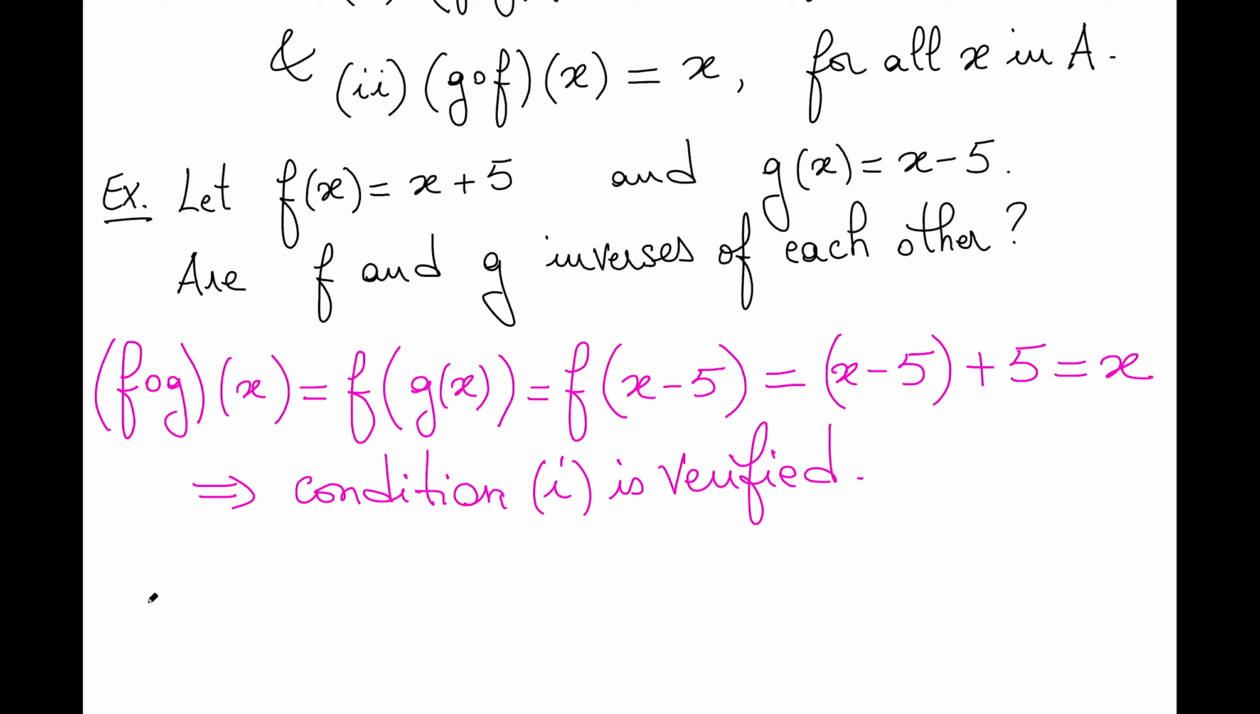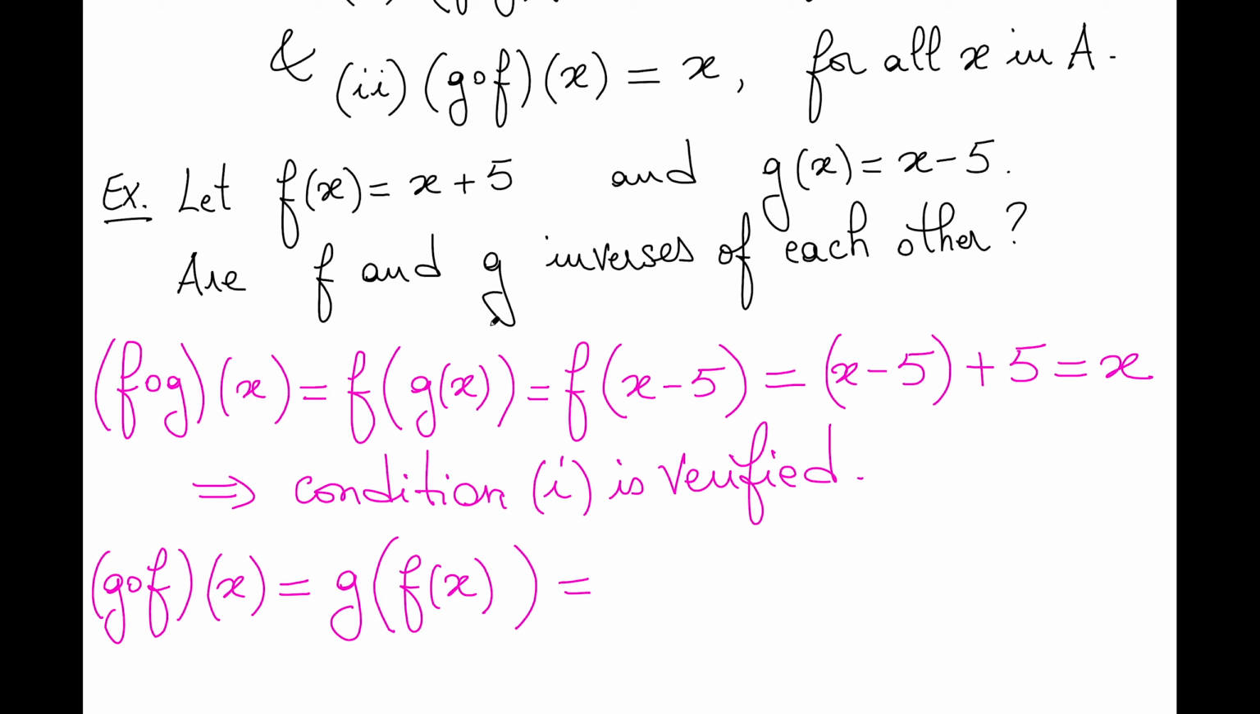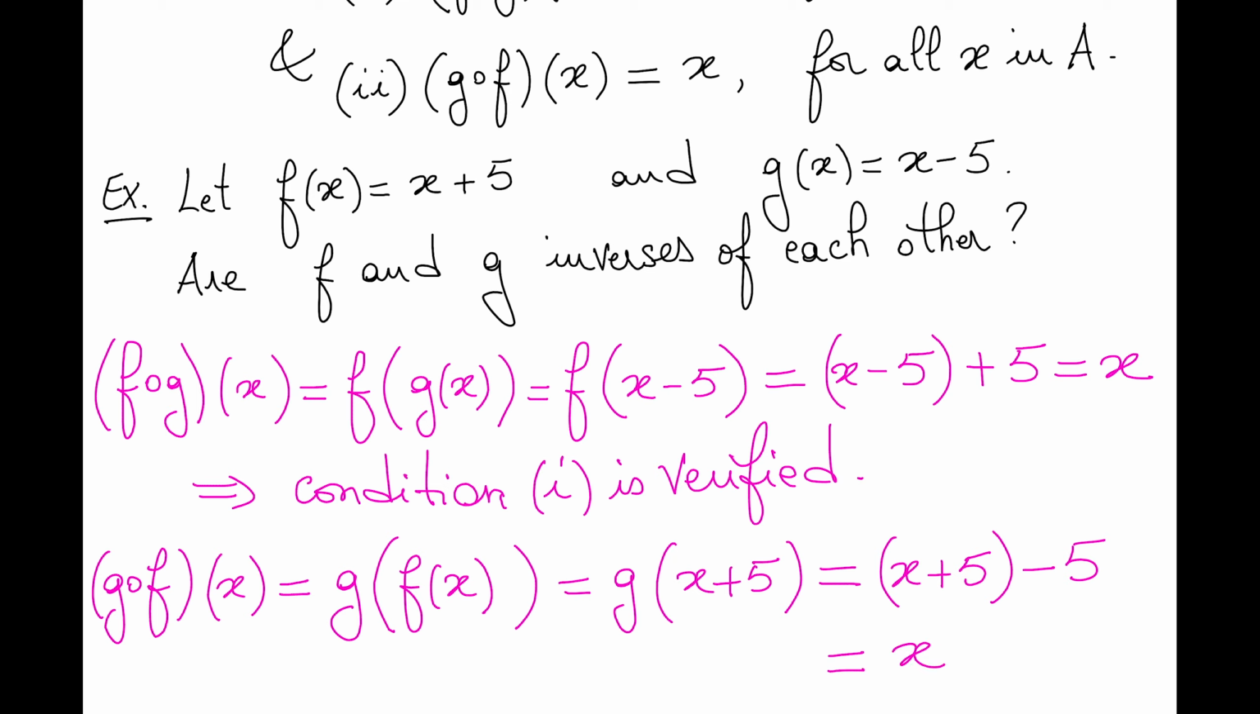For 2, I need to compose them now in this order. g composed with f, and I'm going to plug in x. And this is the same as g acting at f of x. And in this context, f of x is x plus 5. So this is going to be g acting at x plus 5. And what does g do? Well, g of anything is the thing minus 5, and my thing here is x plus 5. So it's going to be that thing minus 5. And this is immediate, this is x.